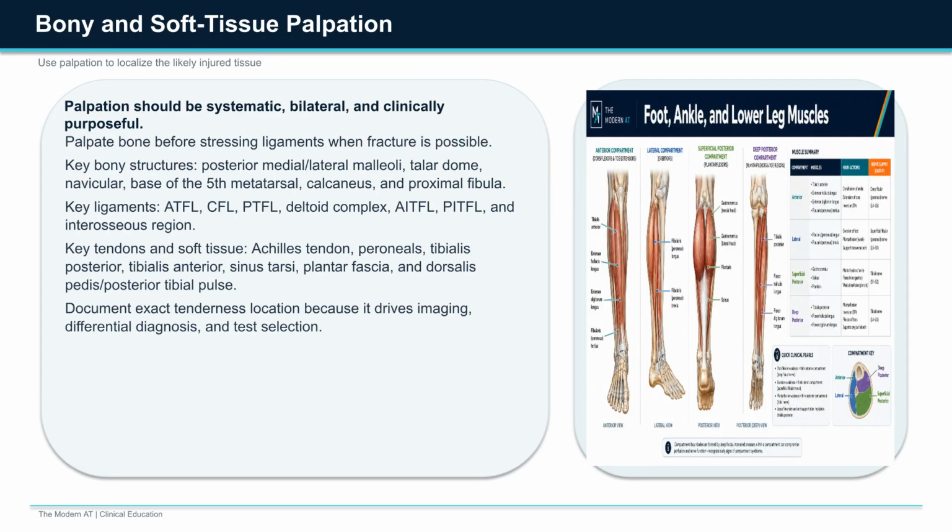Palpation should be systematic and purposeful. Palpate bone before provocative ligament testing when fracture is possible. Check the posterior medial and lateral malleoli, talar dome, navicular, base of the 5th metatarsal, calcaneus, and proximal fibula. Then assess ATFL, CFL, PTFL, deltoid complex, AITFL, PITFL, Achilles, peroneals, tibialis posterior, tibialis anterior, sinus tarsi, plantar fascia, and pulses. Document the exact tender structure because location drives imaging and test selection.